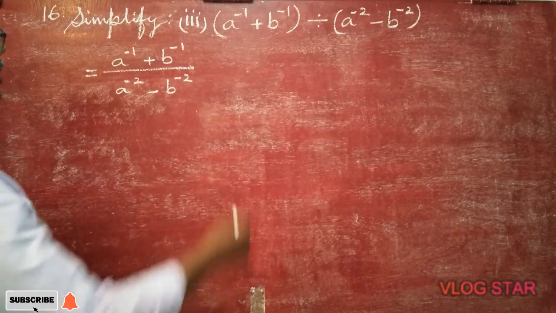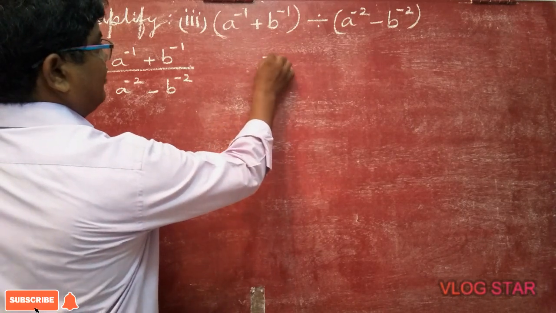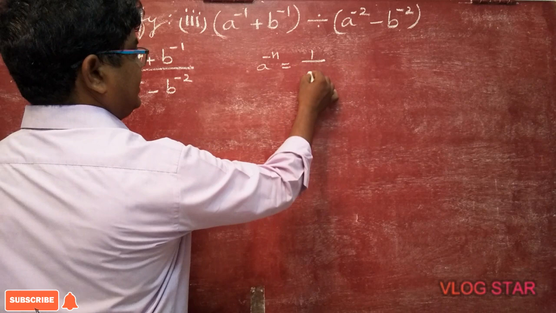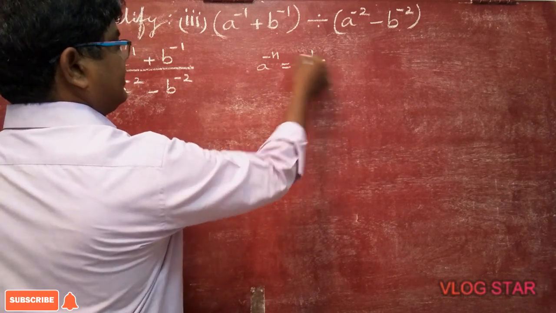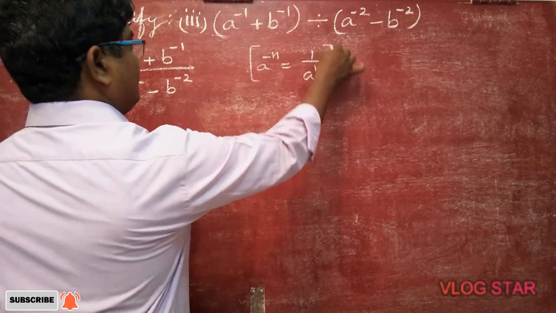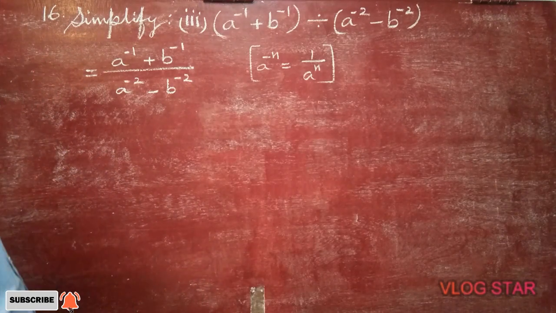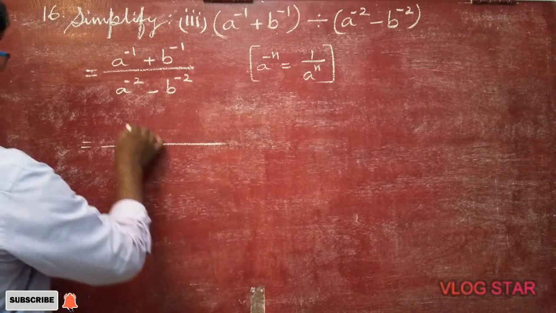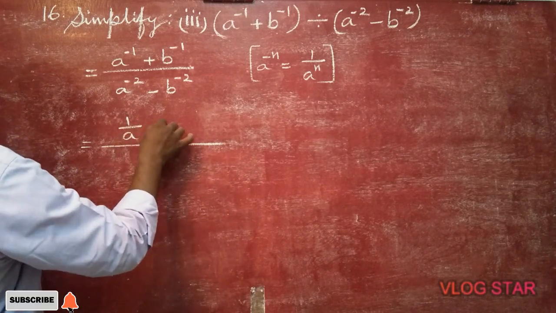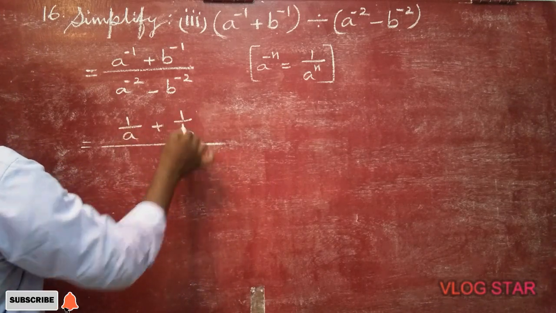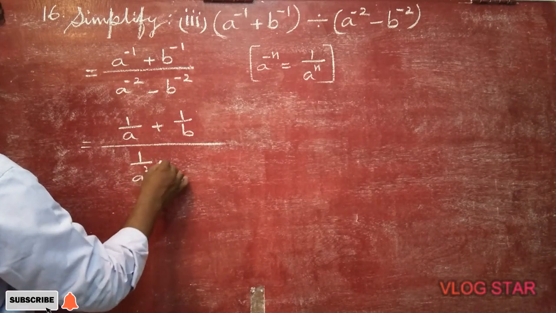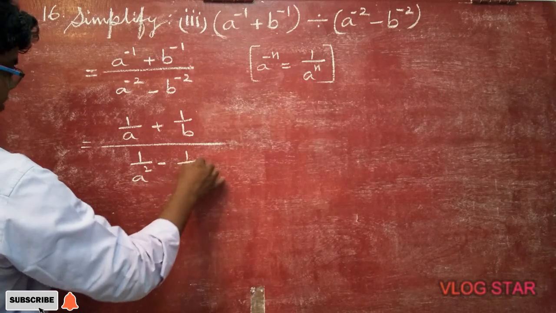Able to follow? Now it is in the form of a power minus n. What is the formula for a power minus n? 1 by a power n. So this is the rule, laws of indices I am applying here. So that is equal to 1 by a plus 1 by b. In the same way in the denominator, 1 by a square minus 1 by b square.